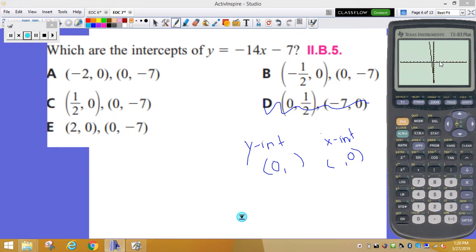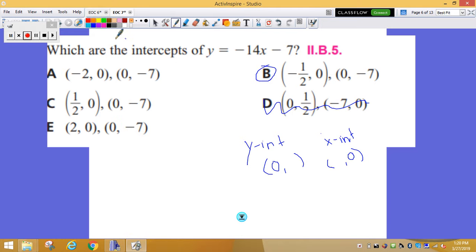D says it would be over here. Does not touch at 2. B says negative 1/2, which is correct. So I would pick B for this one.